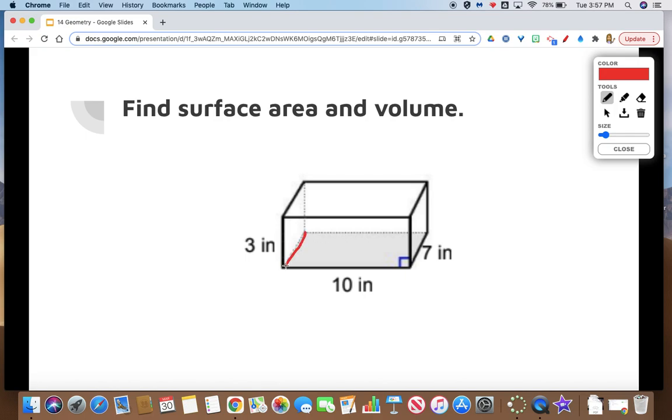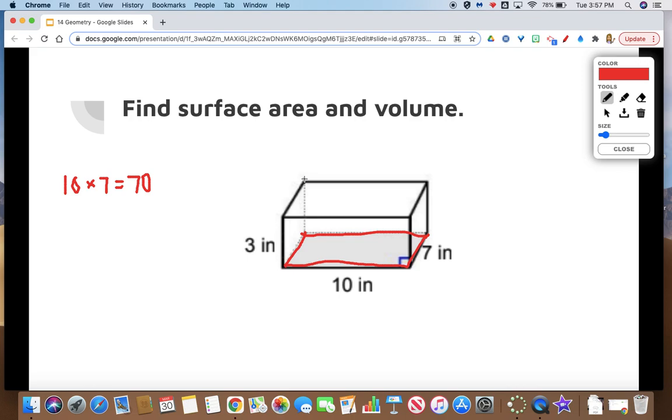Let's start. I'm just going to start with this bottom rectangle. What are the dimensions of that bottom rectangle? 10 and 7. So to find the area, we're going to take 10 times 7. That gives us 70.